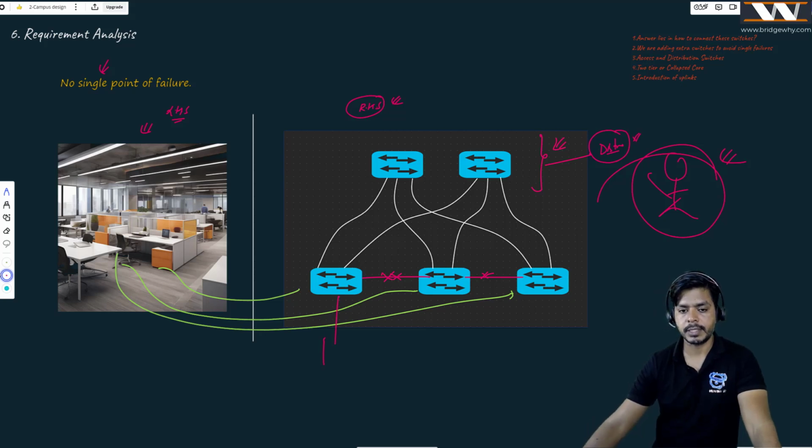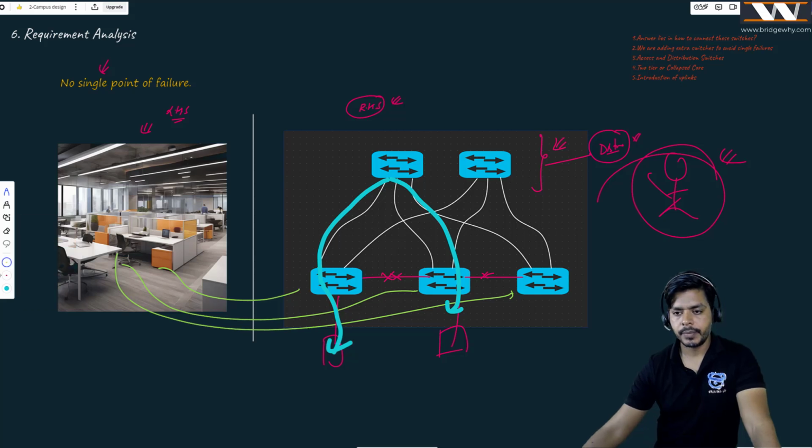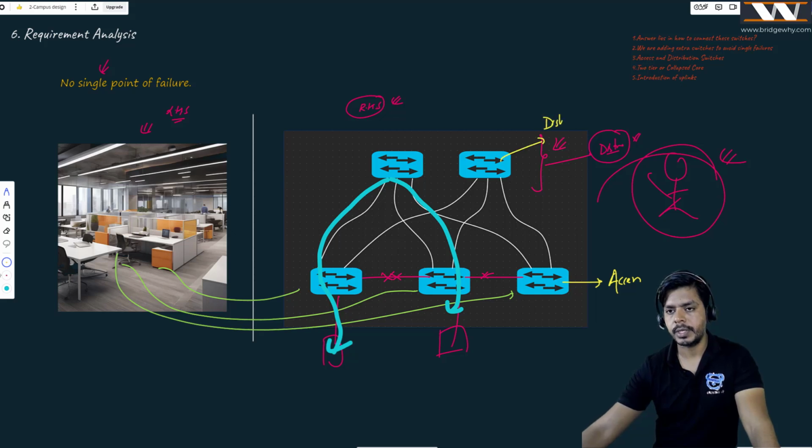For example, something is connecting here, something is connecting here. They both want to communicate with each other. Now they will reach the access switch right here, then reach the distribution switch and then come back and communicate with each other. The first layer which you are seeing right here, this is your access layer, and this is your distribution layer.